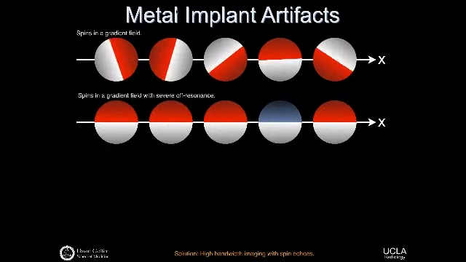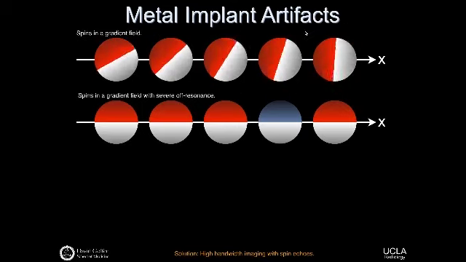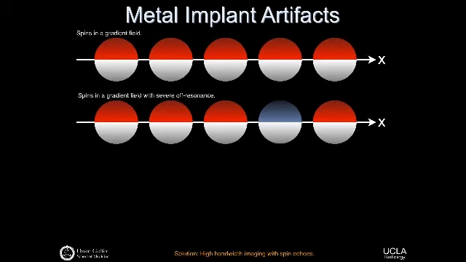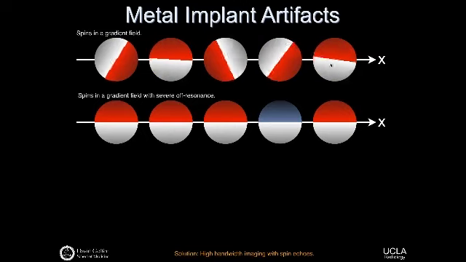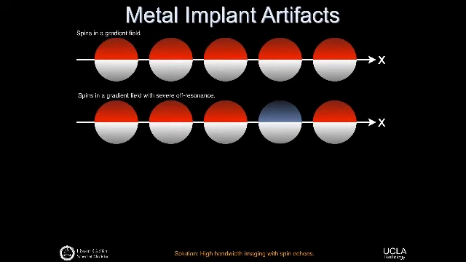Another tricky artifact is metal implant artifacts. You have to imagine that a lot of patients come in with various hardware implanted, orthopedic hardware, orthodontic hardware, all kinds of medical devices, right? If we think about spins in a gradient field, so we turn on a gradient, these spins will all precess at slightly different frequencies. These spins are going slow, and higher gradients cause these spins to go more quickly.